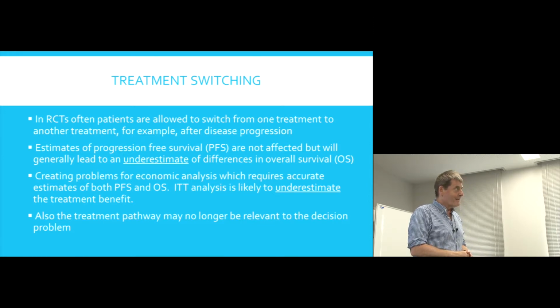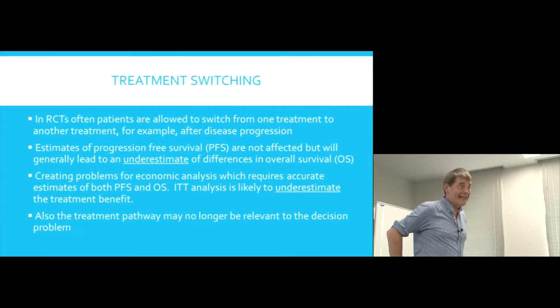Well, ITT, intention to treat, is easier because it's clean. We know at the randomization, this half got that treatment, and this half were randomized to that treatment. But if treatment switching takes place, we can be pretty sure it's a biased estimate we've got from the intention to treat. So I think it's probably better to try and adjust for treatment switching.